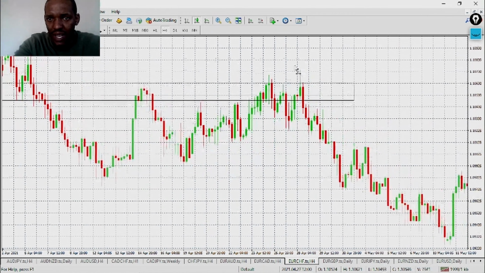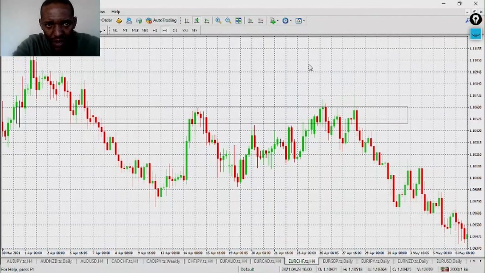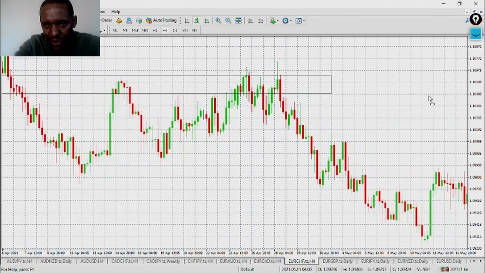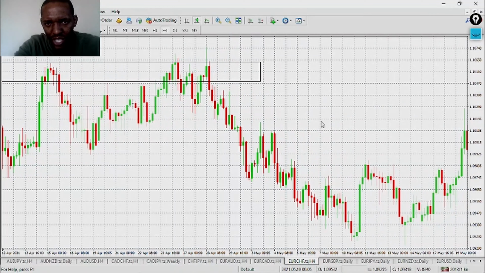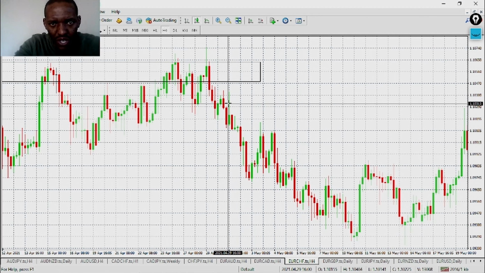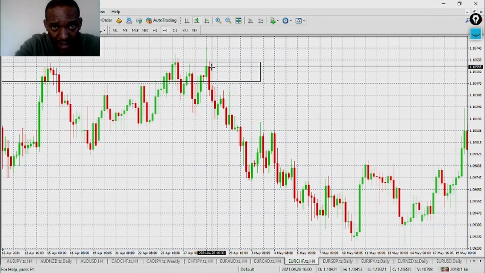Let's go now and look at candle confirmation. We have a double top right here. This is our double top. And at our double top, we have what we call a shooting star. There is a shooting star right here. What did the market do? The market dropped. So you would have taken your trade at this candle right here.